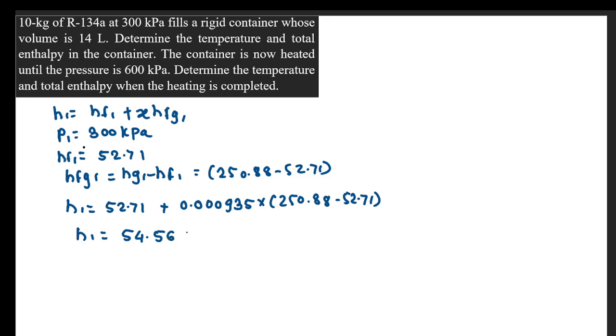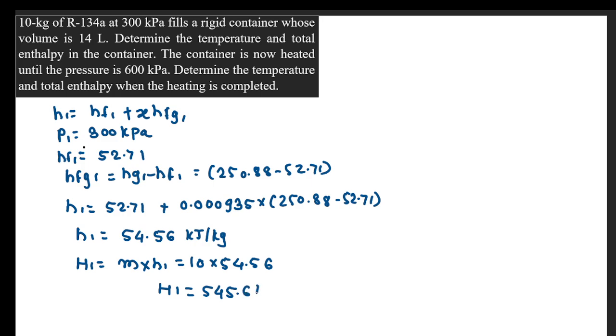Around H1 value you will get as 54.56 kilojoule per kg. Now at 300 kilopascal, total enthalpy H is equal to m into H1, this will be 10 into 54.56 kilojoule per kg. So H1 you will get as 545.6 kilojoule. That is your total enthalpy. And also we need to find the temperature. You can find Tsat from the steam table at 300 kilopascal.